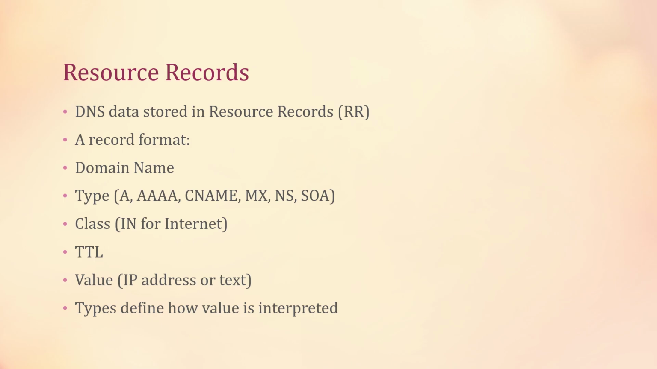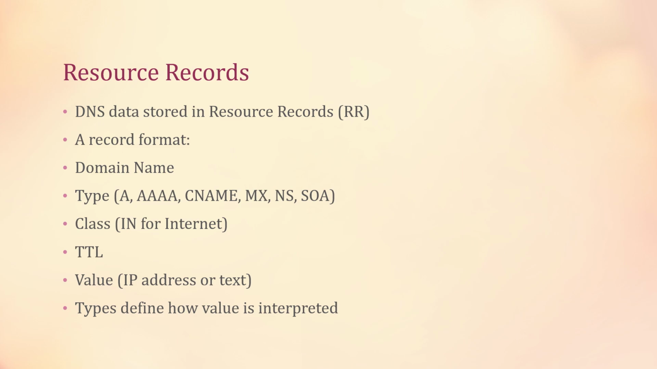Resource records. We studied about zones. The zone information associated with the server is implemented as a set of resource records. In other words, a name server stores a database of resource records. A resource record is a 5-tuple structure. A 5-tuple structure in the sense the domain name will be there, second is type, third is class, fourth is TTL, and the last one is value.